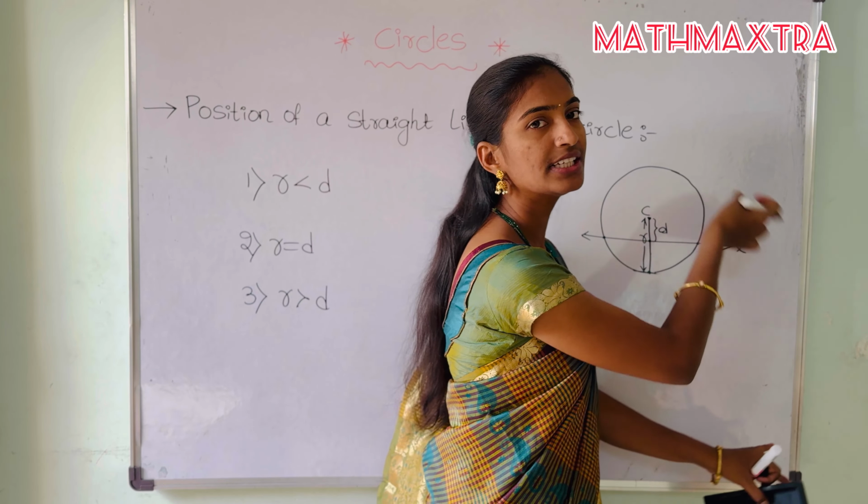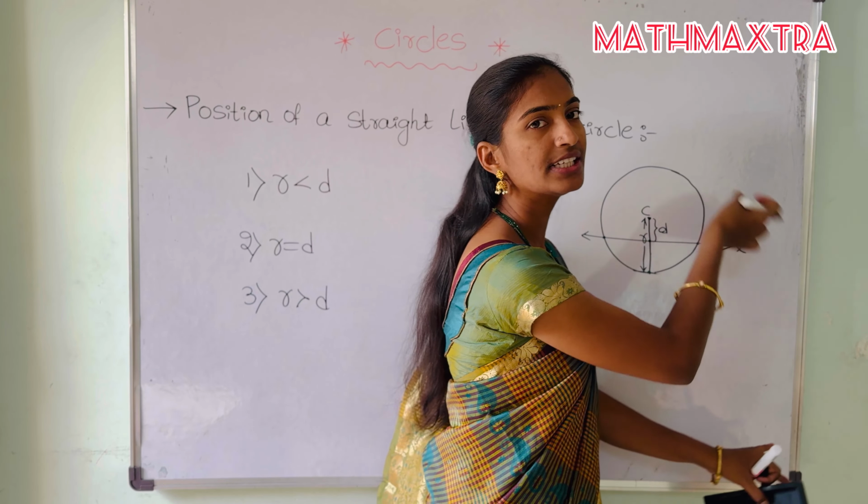So when the condition is given like that, radius is greater than the distance between the center and line, then automatically the line is a secant line of the circle. Okay, these are the three different cases. Means these are the three different positions of a straight line with respect to a circle.